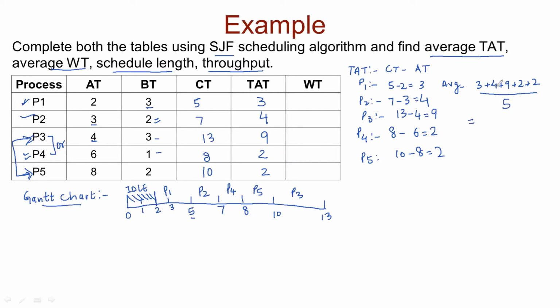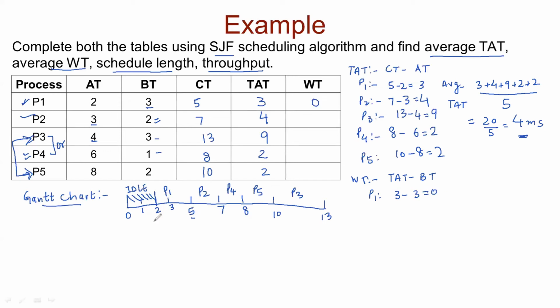So that gives you 20 by 5, which comes out to be 4 milliseconds. So average turnaround time is 4 milliseconds. Similarly, we can find out waiting times. Waiting time is turnaround time minus burst time. For P1, turnaround time is 3, burst time is 3. So waiting time comes out to be 0.